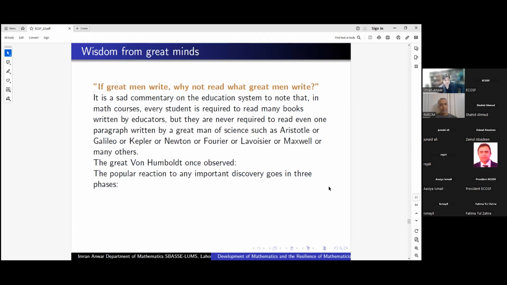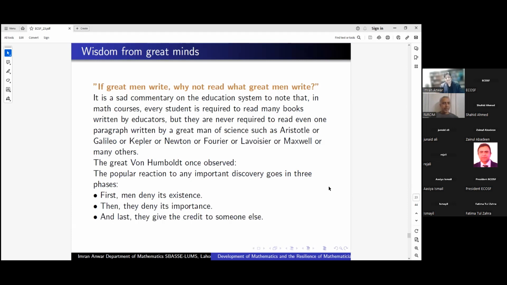And there is a great observation which was made by the German philosopher von Humboldt. He once observed that any popular reaction to an important discovery goes through three phases. The first phase is that men deny its existence: this is not possible. The second phase is that they deny its importance: if it exists, people say okay, it exists, but it is of no use. And the third and last is that in the end, they give credit to someone else. This is something quite common when people talk about mathematics. I try to cover all the important paradigms where you can see computer science, physics, philosophy, even the thinking thought process.